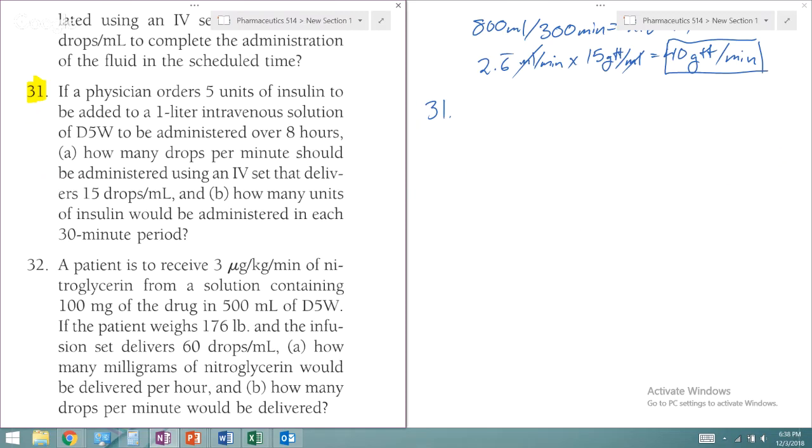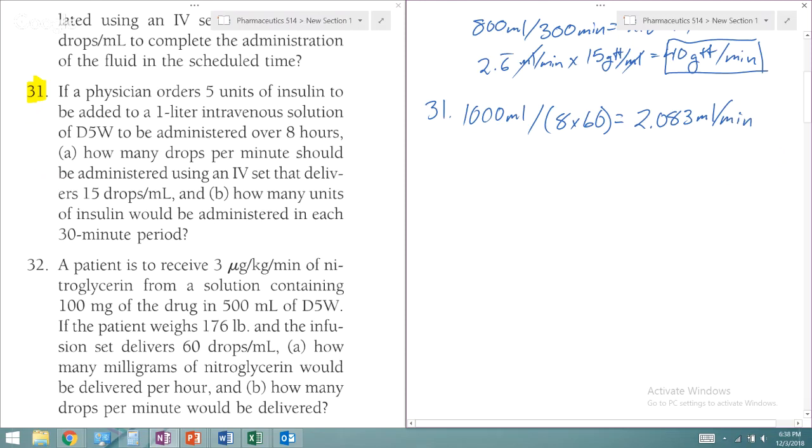So let me find this. So we want to take our 1,000 milliliters. I want to figure out, it's over 8 hours, so we want to figure out how many milliliters a minute. So that's 2.083 milliliters a minute.